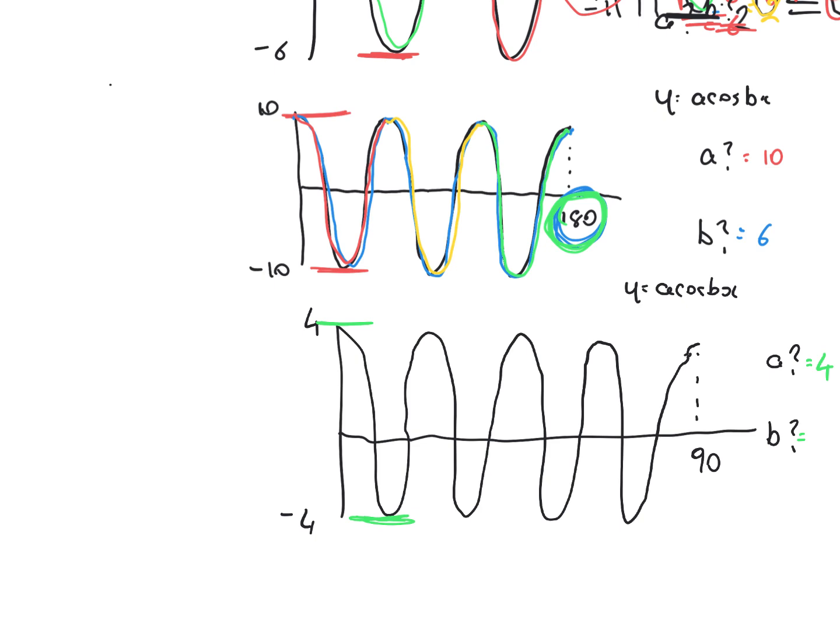Okay, next thing, how many complete cycles are there in 360 degrees? Well, there's the first one. Second one, that's 2. Third one, that's 3. Fourth one, so there's 4 complete cycles, but that's 4 in 90 degrees. How many 90s in 360? 4, so that's 4 times 4. B is equal to 16.